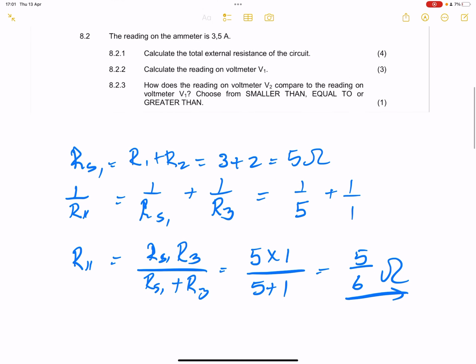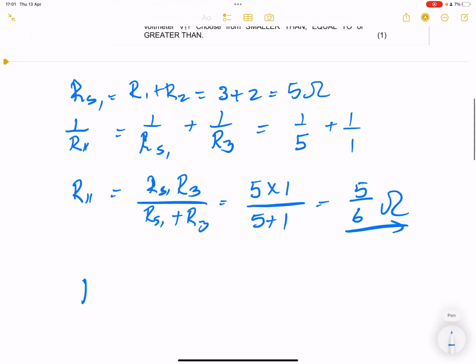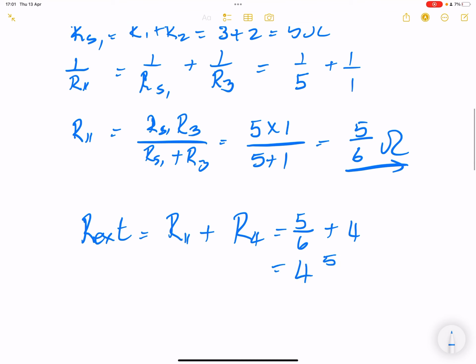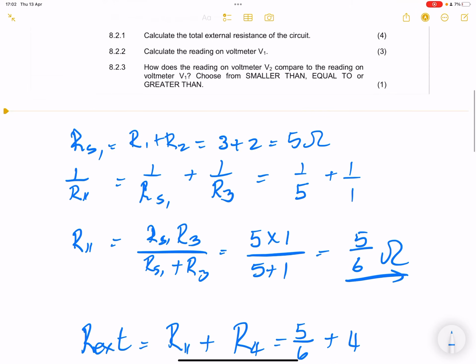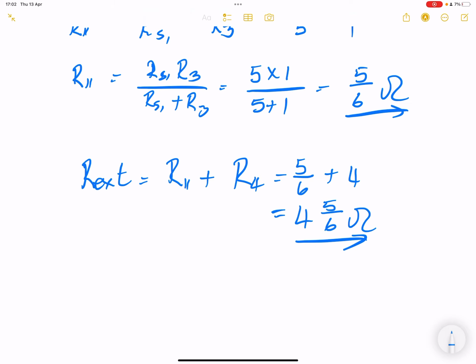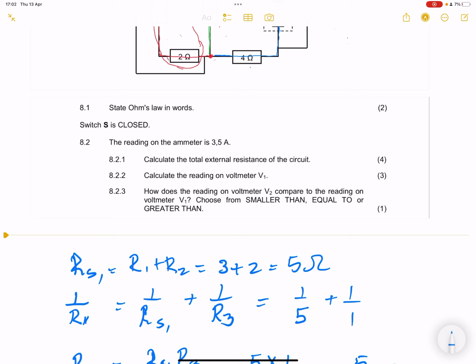So we can say that R external would eventually be equal to that R parallel. Let's call that one R4 in this case. So that would be 5 over 6 plus 4 ohms. And so that will be 4 and 5 over 6 ohms. Right, I don't want to ruin it by just trying to take the estimate of this value. Let me rather, in this case, just leave it in that form, right?